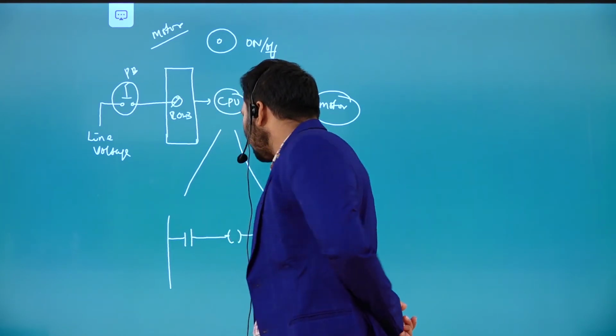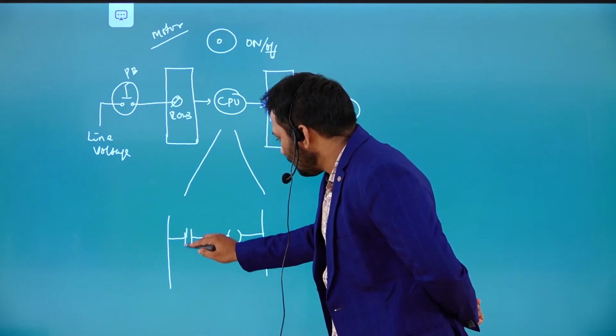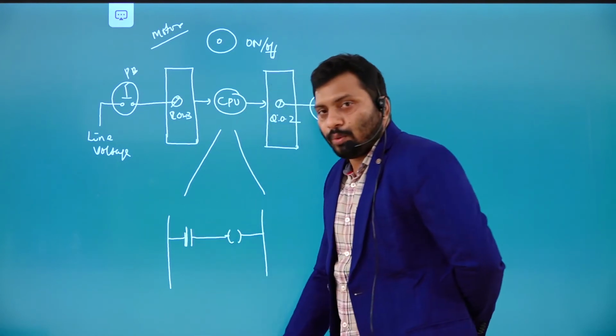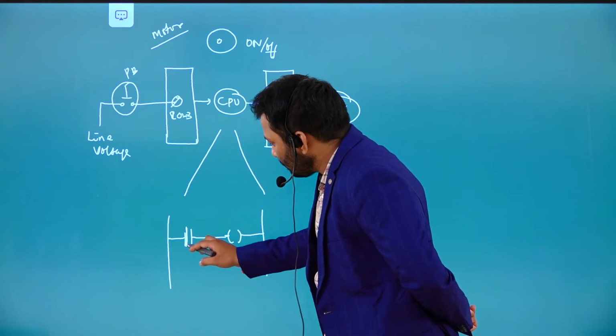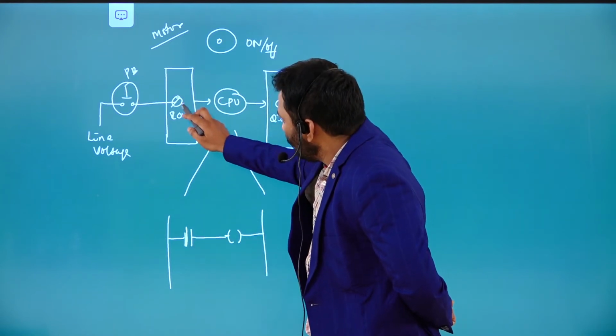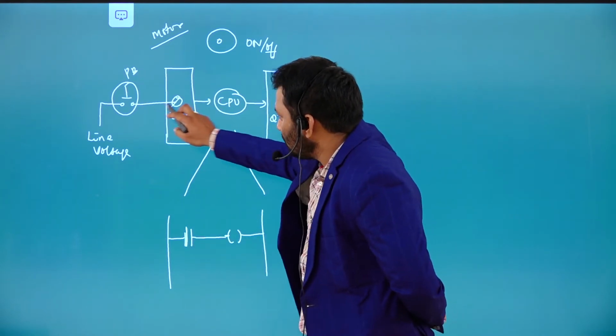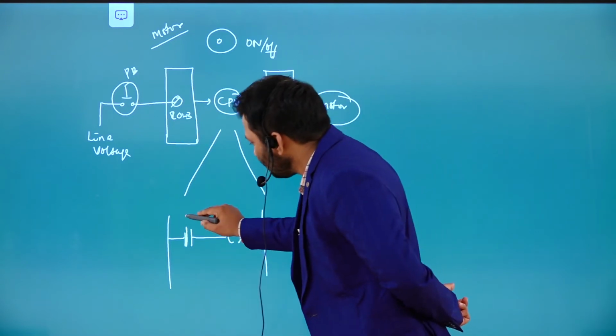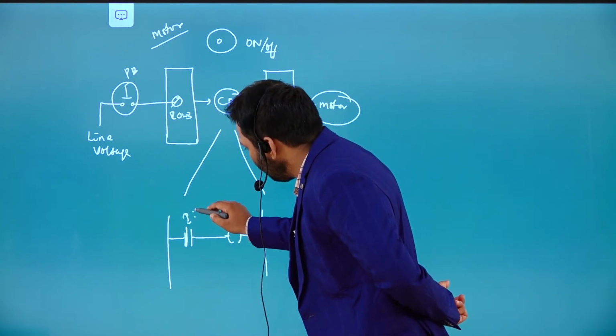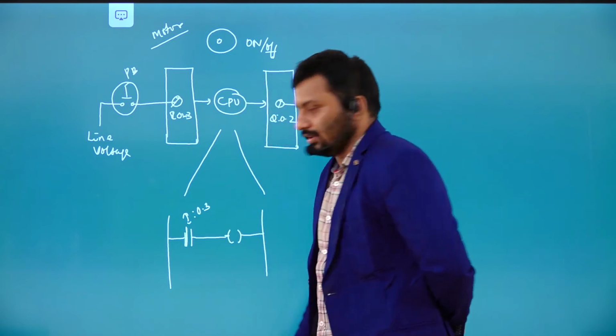This is the rung you can connect, right? So this is the contact, input contact, normally open contact. It needs an address now. What is the address we need to give? We need to take data from this particular fourth terminal. That is the reason you need to give the input 0.3 address, right?